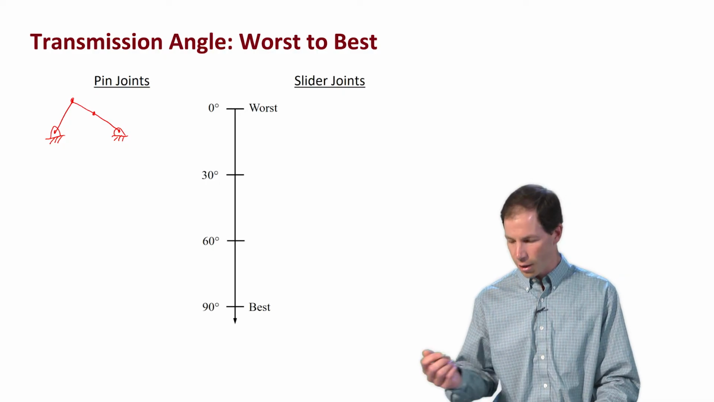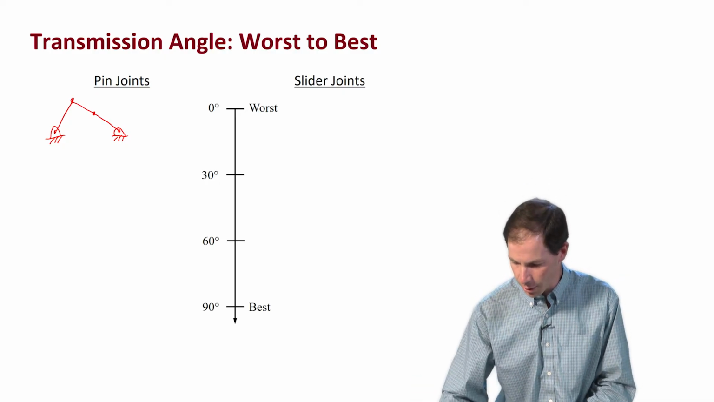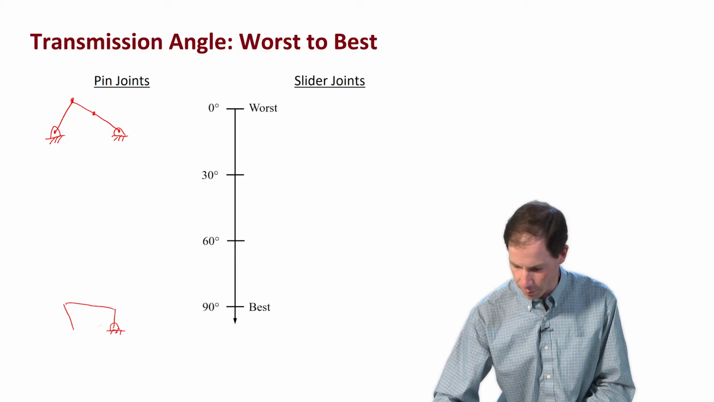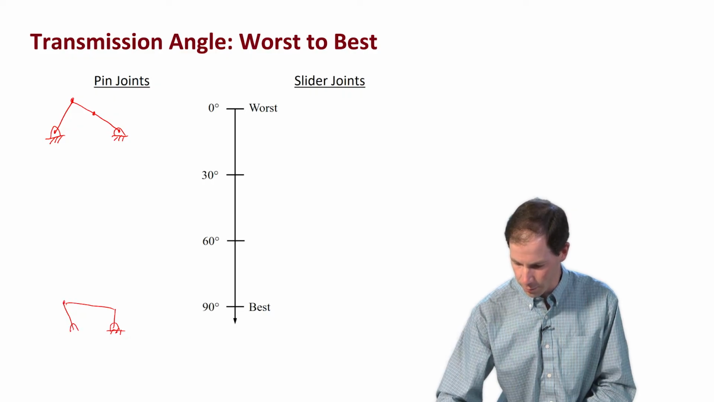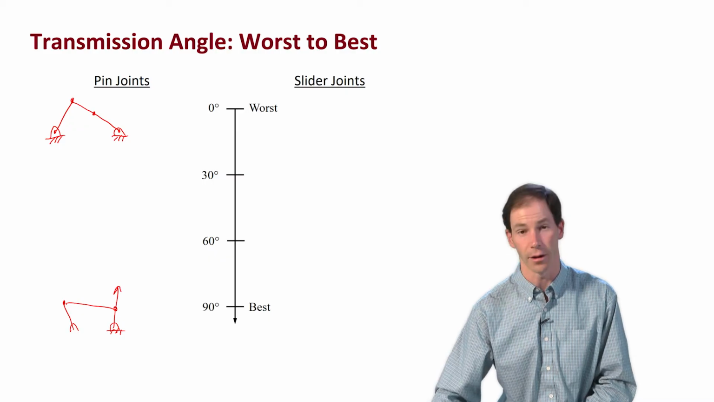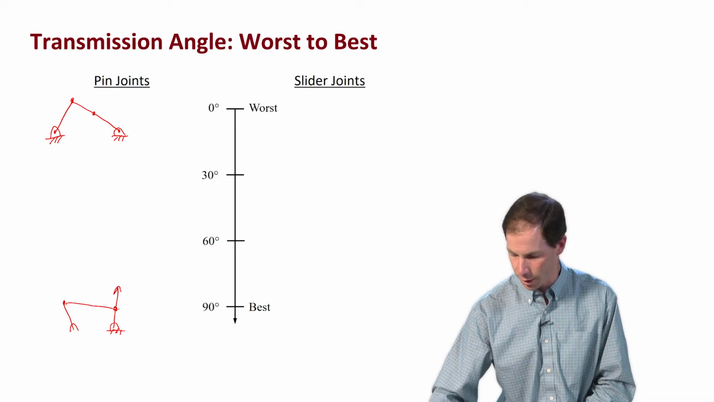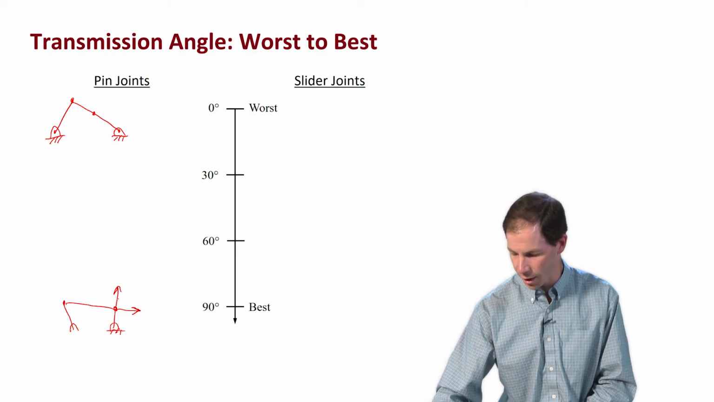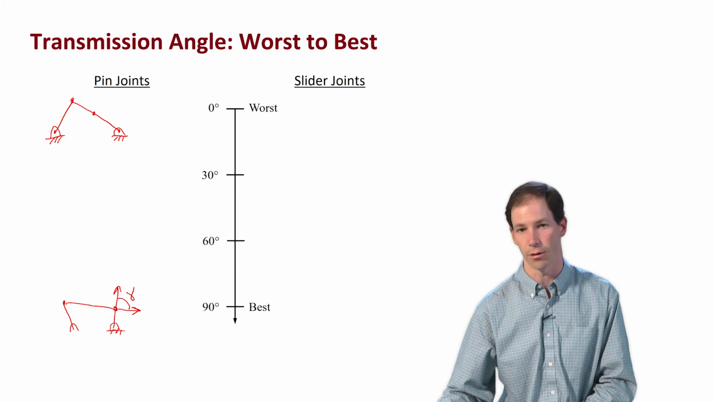The very best case condition would be where I have something with my input link, and then the output and the coupler link are at 90 degrees to each other. And in this case, I now have a perfect transmission angle. So you can imagine that I've got a relative velocity vector of the coupler, and then an absolute velocity of the output link, and that's where I have a perfect transmission angle of 90 degrees.